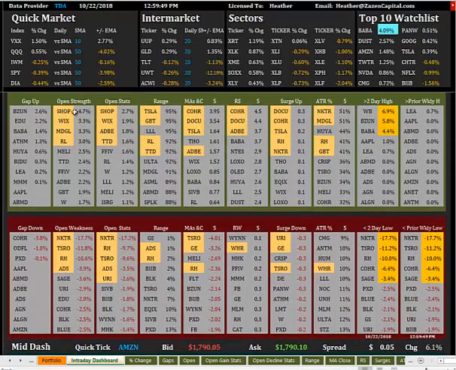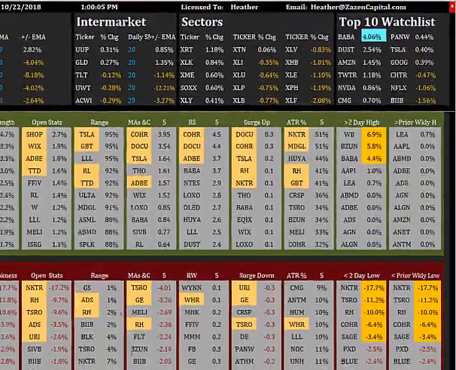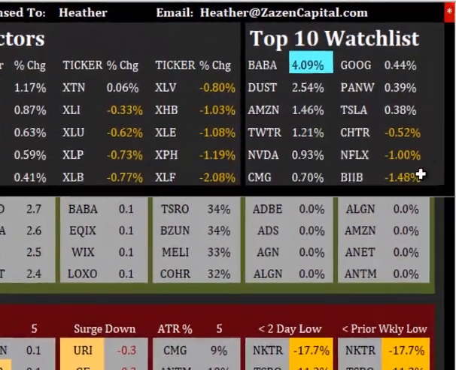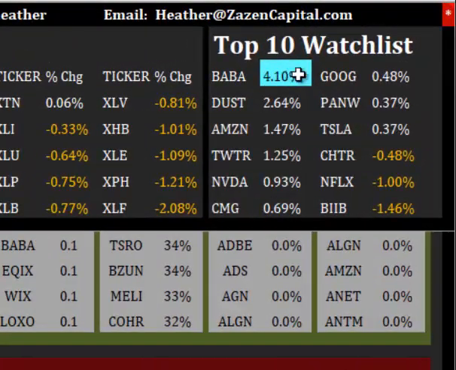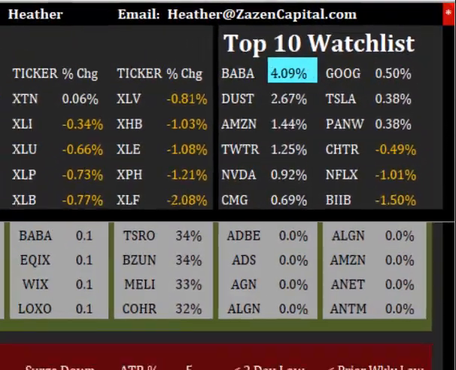Same for up here, Shop, Wix and Wix, DOCU pops up a couple of times. So wherever there's a repeat, usually in the top 5 anyway, it will highlight. Same to the downside. In the top 10 watch list, anything over 3% will usually pop up in blue.